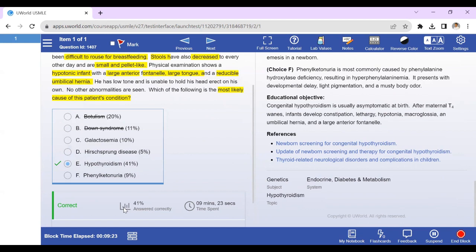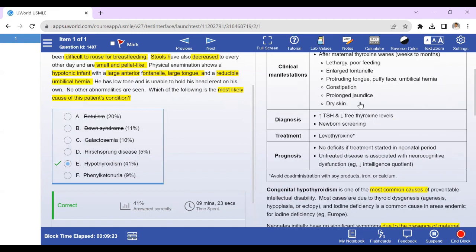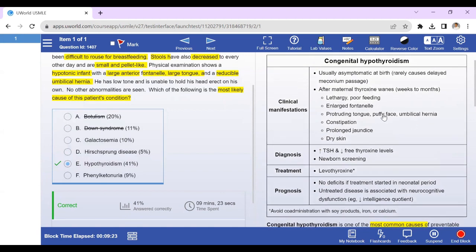Then I will suggest, number one, that you just copy these educational objectives. And if you have a little bit more time, you just copy all the tables and all the flowcharts that you find in the UWorld. And then you make a PDF of all of that.